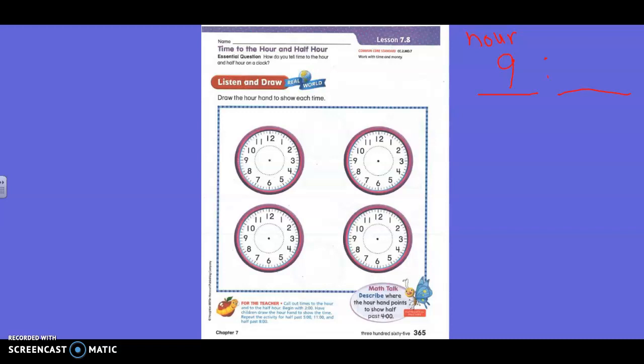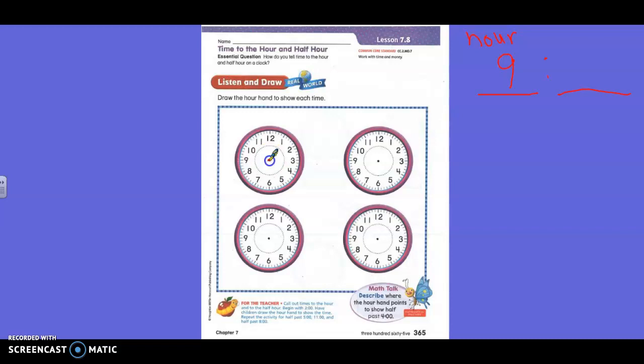So on this first clock, what hand is the hour hand, the bigger or the little? Everyone? Little. Okay, so we need a little hand pointing to what? What time did I say again? 3. We need a little hand pointing to 3.